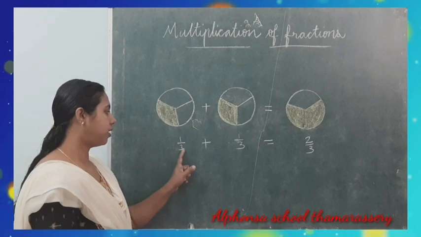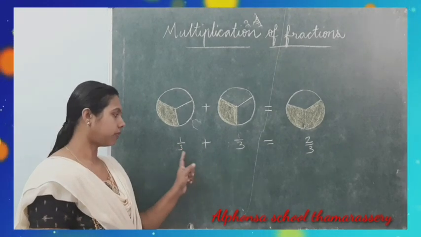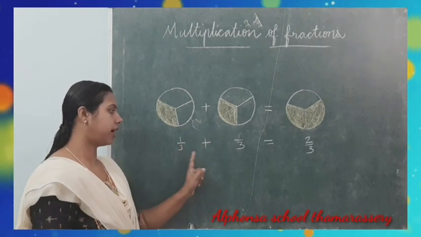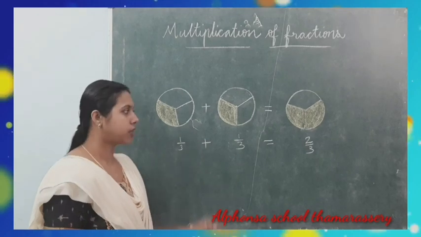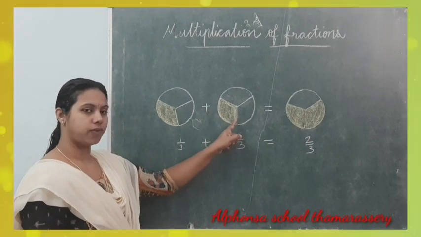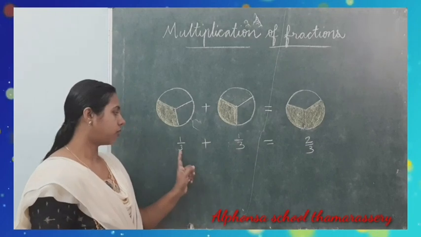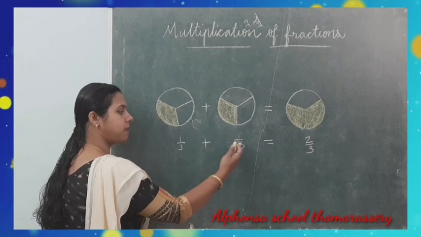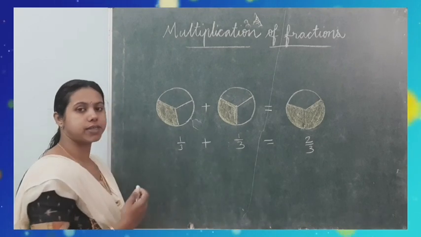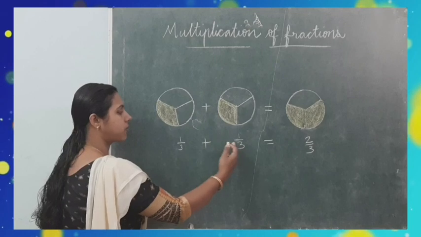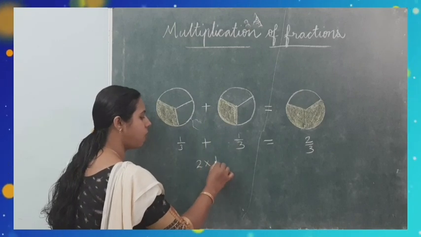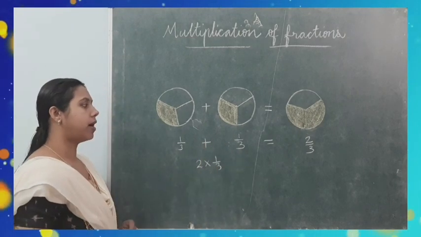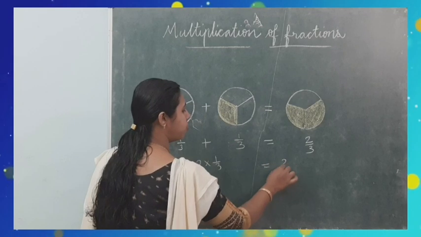So we know that these two are like terms, the denominators are the same, so we are able to add. So 1 plus 1 divided by 3, that is 2 by 3. So 1 by 3 plus 1 by 3, we can write as 2 times 1 by 3 because we know multiplication is repeated addition. That means 2 times 1 by 3 is added. 2 into 1 by 3 is equal to 2 by 3.